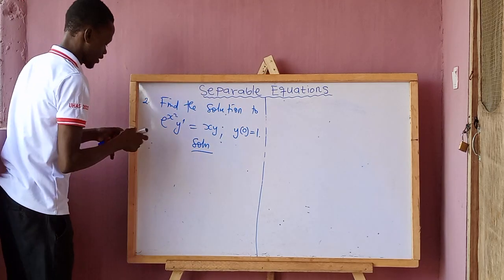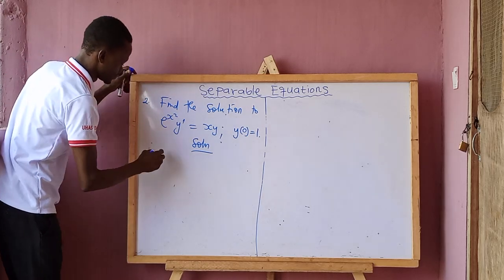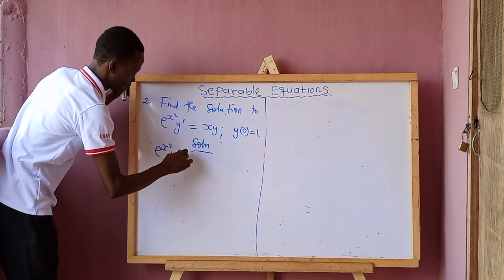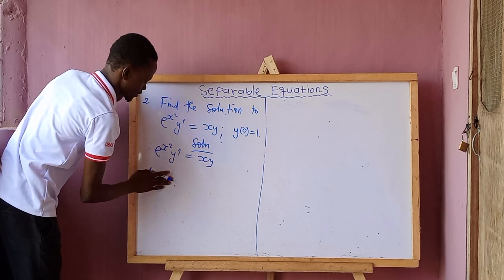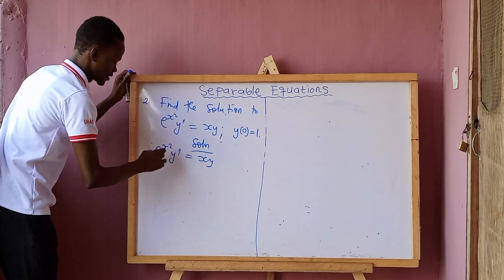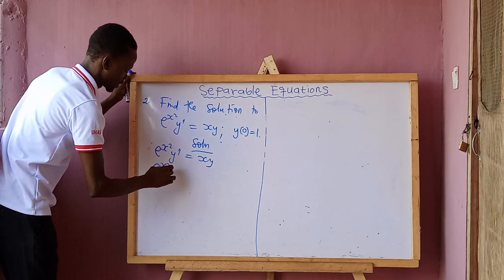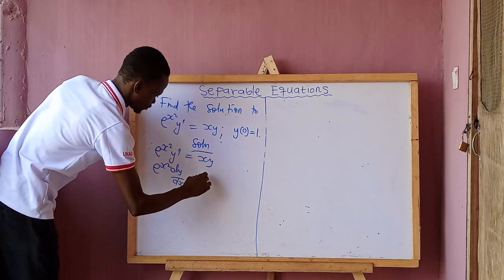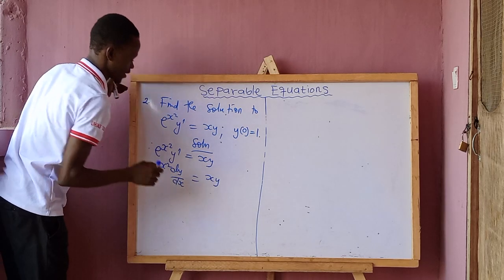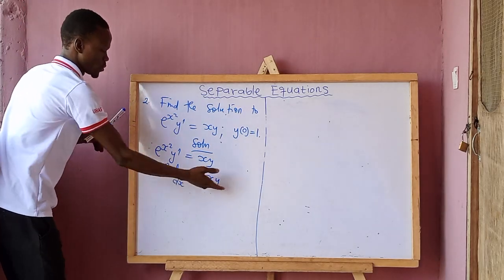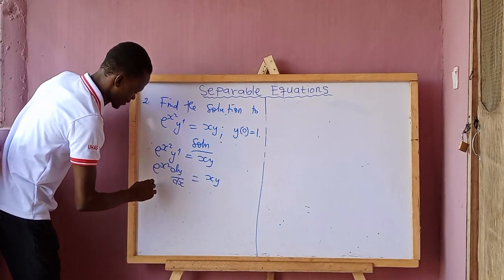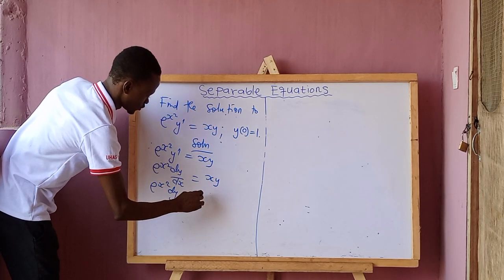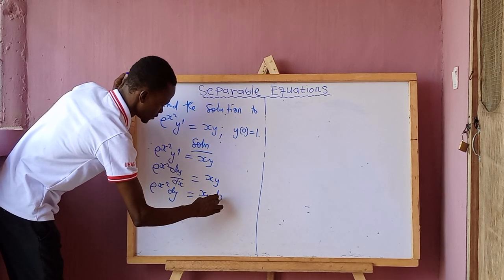So rewriting the equation, we have e raised to the power x squared y prime equal to xy. So changing the y prime into dy/dx, we are going to have e raised to the power x squared dy/dx equal to xy. And so we can multiply both sides by dx. So we have e raised to the power x squared dy equal to xy dx.